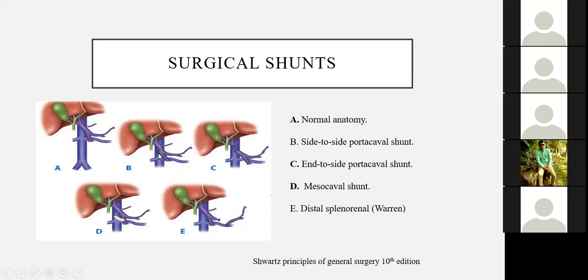Sir, this is the portocaval shunt. In this, the portal vein is anastomosed to the inferior vena cava in a side to side fashion, sir. This is the end to side portocaval shunt. And this is the mesocaval shunt, and this is the distal splenorenal shunt, where the splenic vein is anastomosed to the left renal vein.